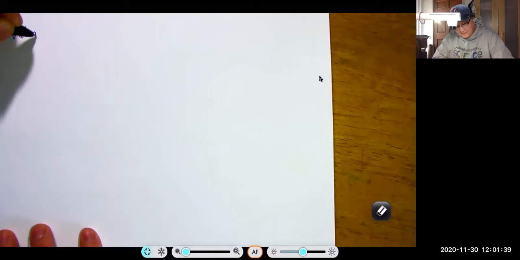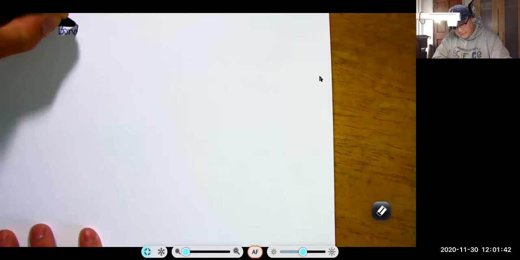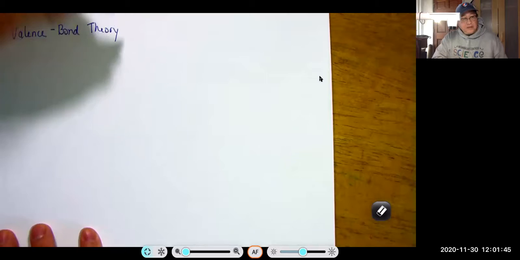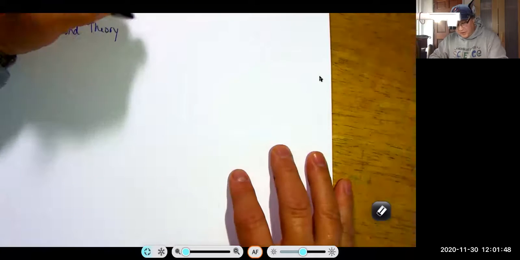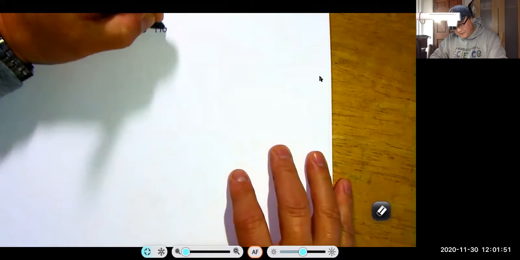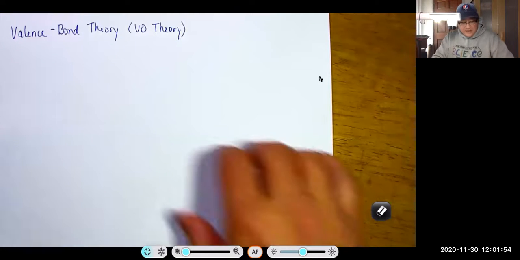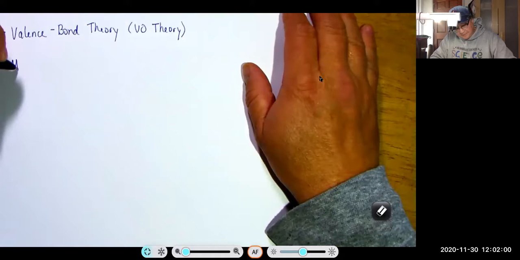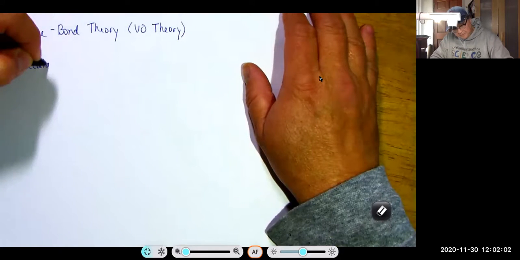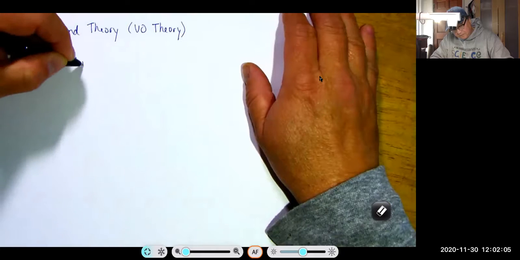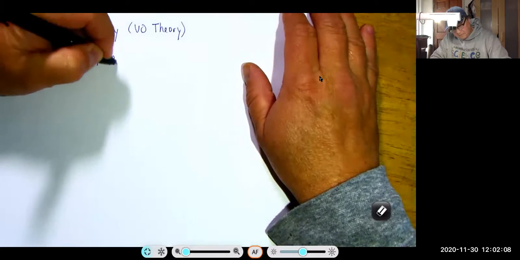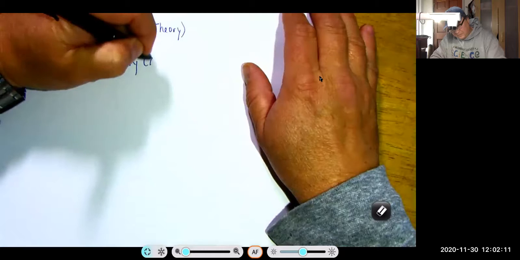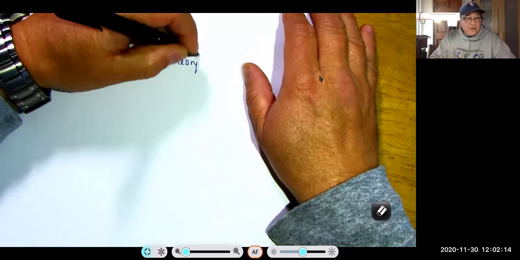So let's take a look at what we're doing for this module. We're looking at two concepts that deal with bonding. We're looking at valence bond theory. That's one of the things, and I'm just going to call this VB theory. And in contrast to valence bond theory, we're going to look at another theory called molecular orbital theory, which I'm going to call MO theory.